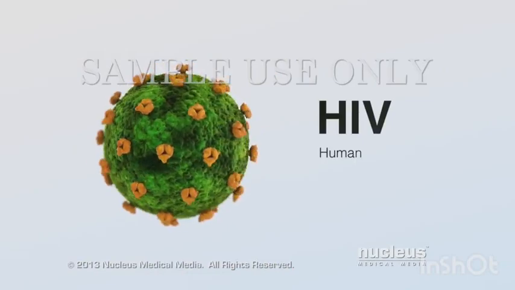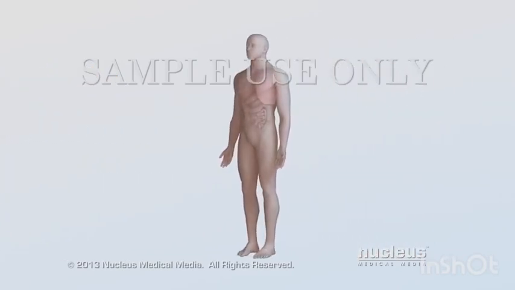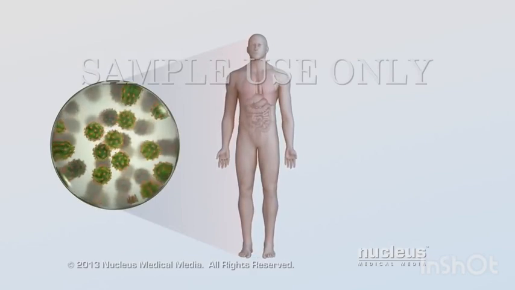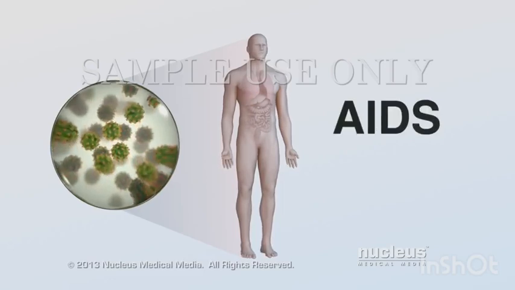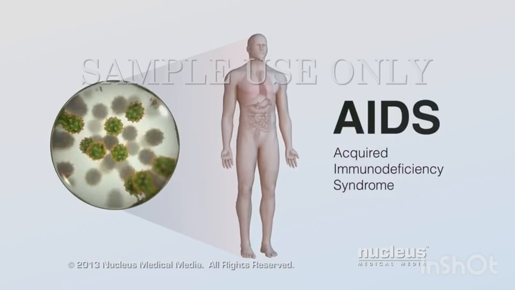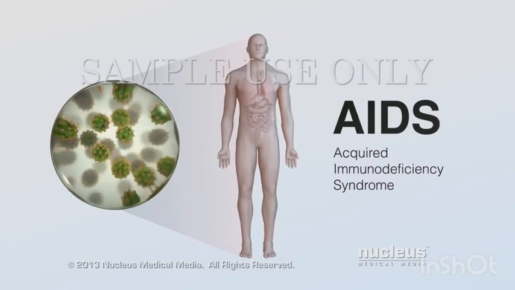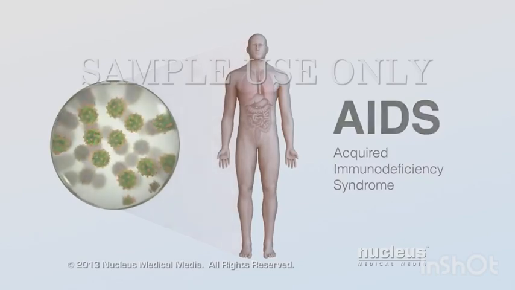HIV is the human immunodeficiency virus. If you have HIV, you have an infection that damages your immune system over time and causes AIDS. AIDS stands for Acquired Immunodeficiency Syndrome. It is the final stage of an HIV infection when your immune system is damaged and too weak to fight off ordinary infections.